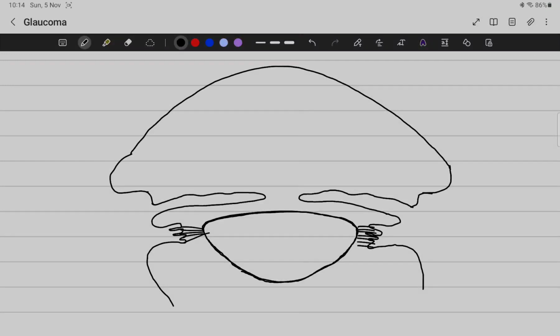So today we'll talk about some drugs that we use in treatment of glaucoma. What is glaucoma? It is a condition in which the pressure inside your eyeball, your intraocular pressure, is increased. So how does this pressure increase?